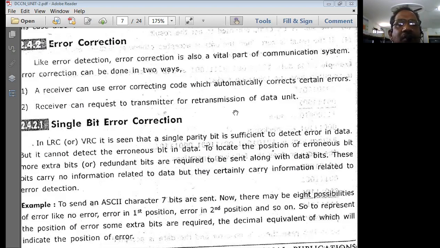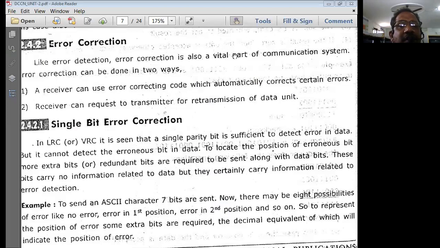Error correction can also be done in two ways. One is that the receiver can use error correcting codes which automatically correct certain errors. The other is that the receiver can request the transmitter for retransmission of the data unit. This is the older method which we used in the previous method.